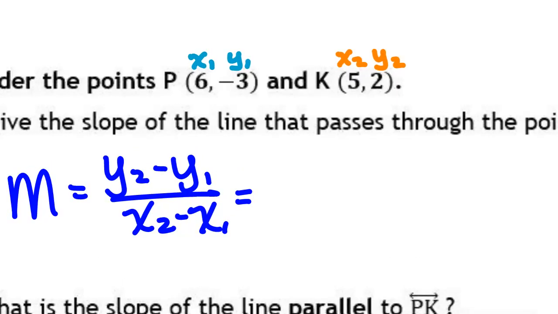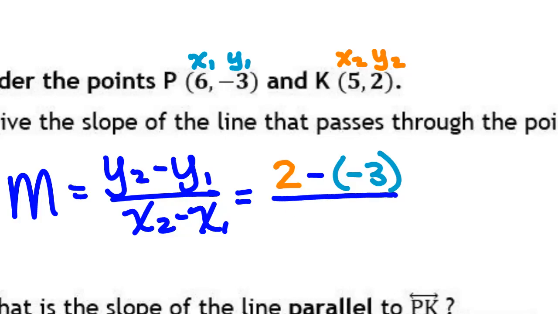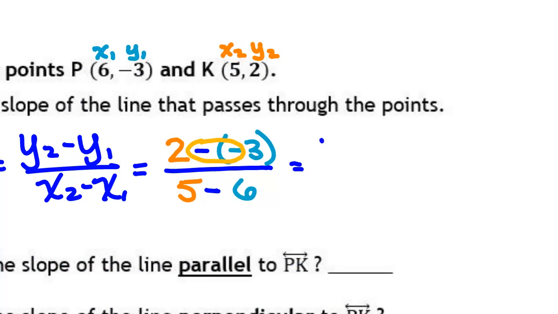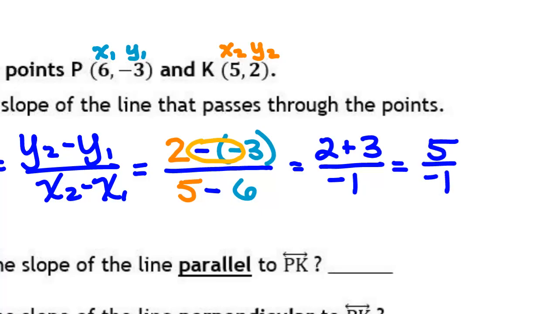So then we substitute in y2 is 2 minus y1, which is negative 3, over x2, which is 5, minus x1, which is 6. What happens in the numerator right here? Turns into addition. So this becomes 2 plus 3. What is 5 minus 6? Negative 1. So I have 5 over negative 1.